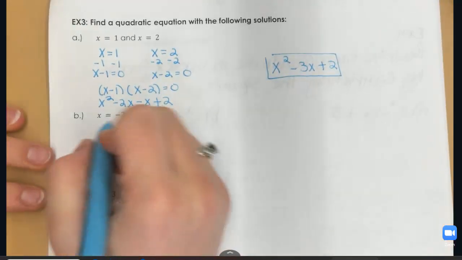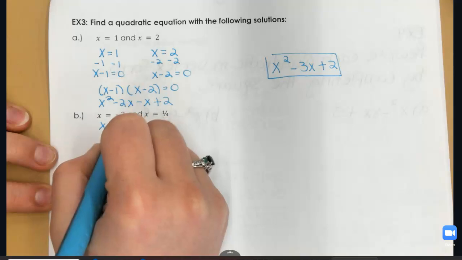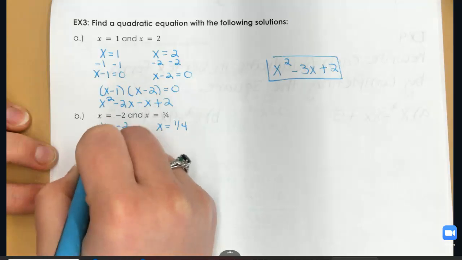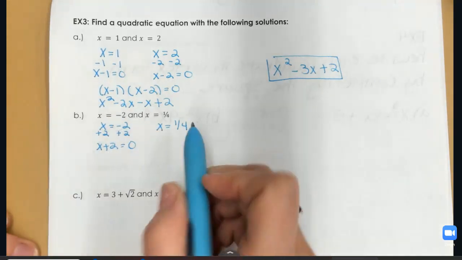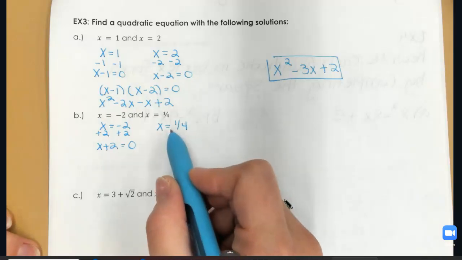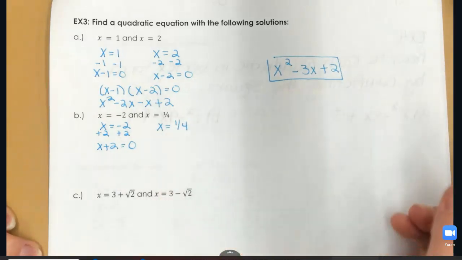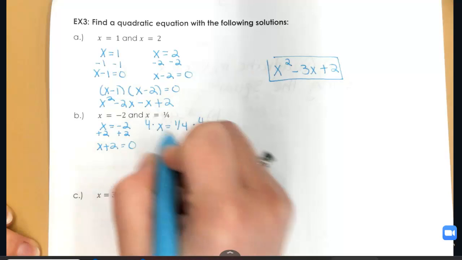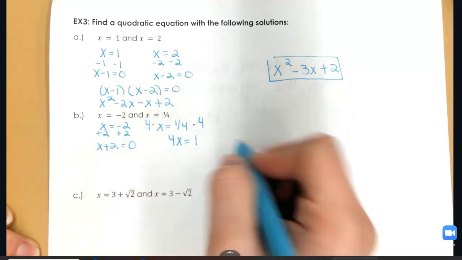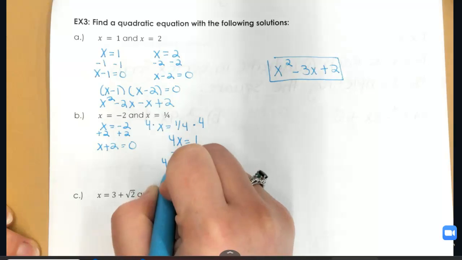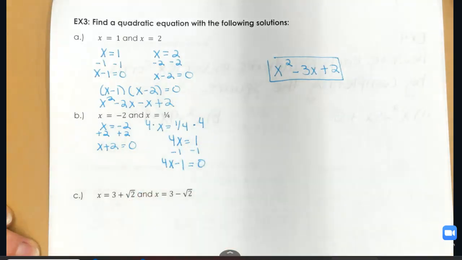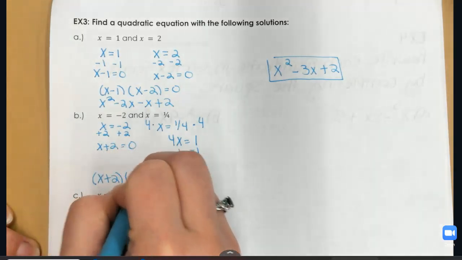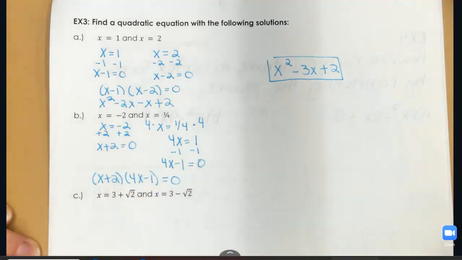B is similar. I've got these two equations that I need to put back in the form equal to 0, so I'm going to add 2 for the first one. So x plus 2, now I'm at 0. For the other one, it's not as easy as just subtracting 1/4 because remember, we don't keep fractions in our factored form. So what I need to do is clear the fraction by multiplying by my denominator. So if 4x is equal to 1, then I would subtract 1, and 4x minus 1 is my second factor. So this would have meant x plus 2 and 4x minus 1 were my two factors.